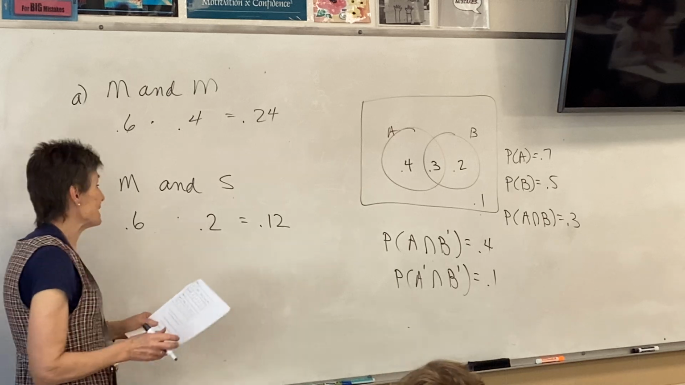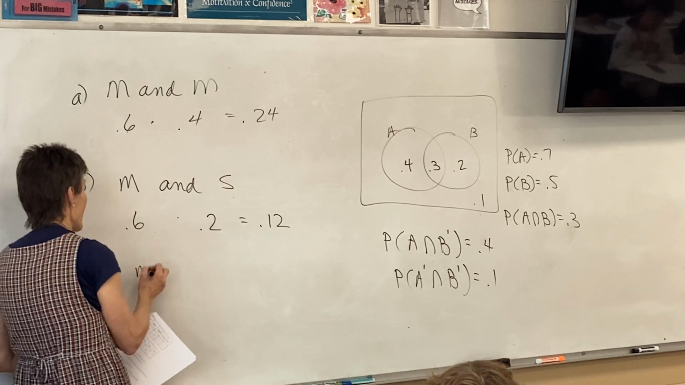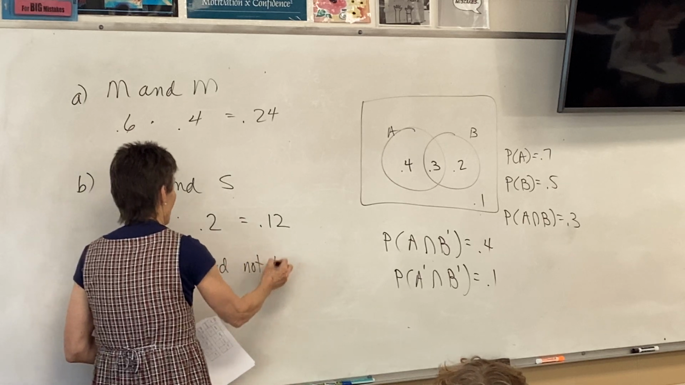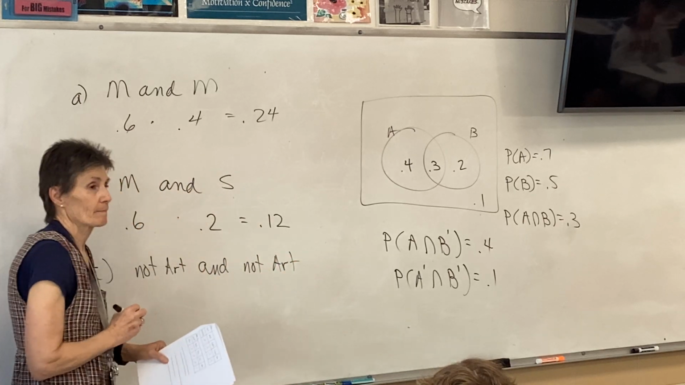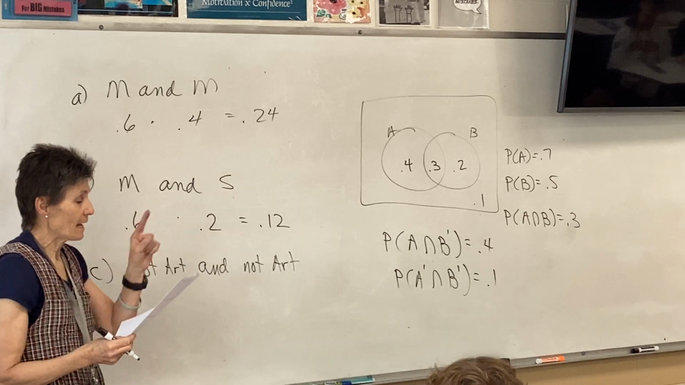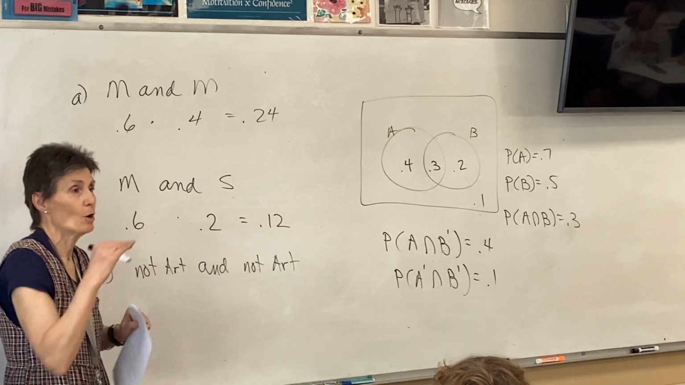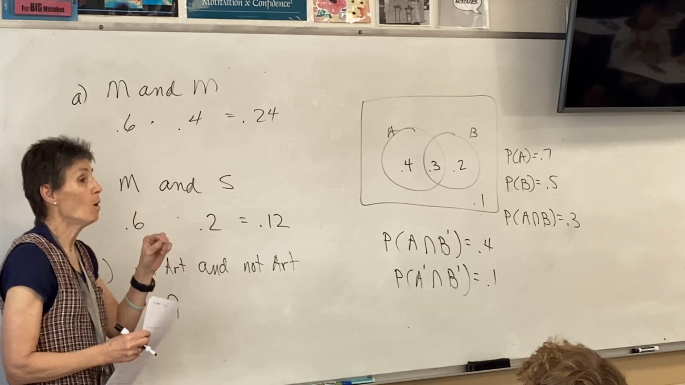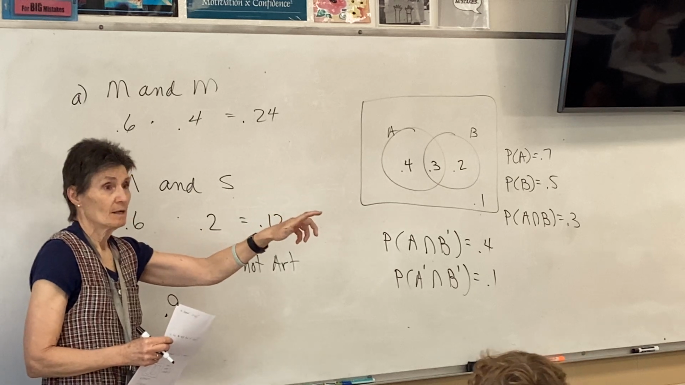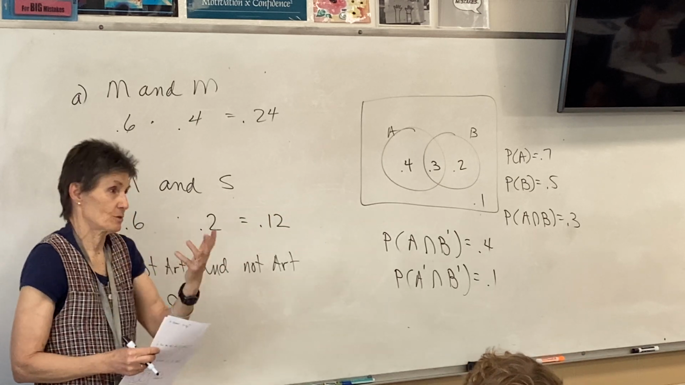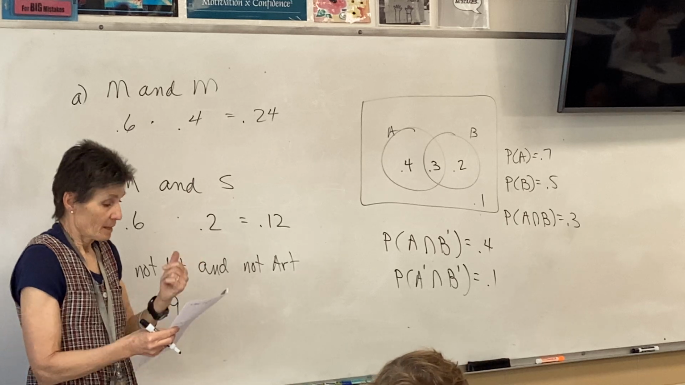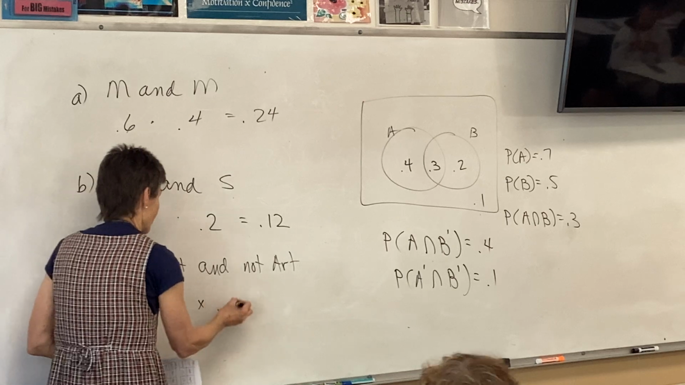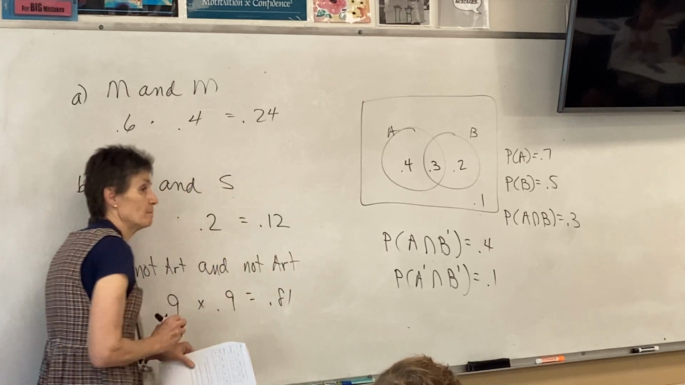What is the probability neither likes art? So not art and not art. All right, so class 1, what's the probability of no art? 0.9. Kids, if 0.1 is art, then the other 0.9 are not art. And then how about class 2? 0.9 again, so 0.81.